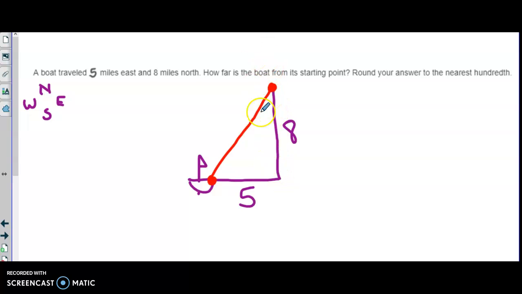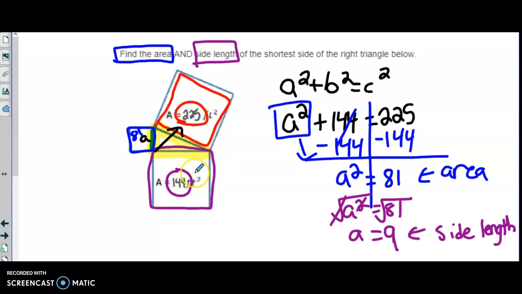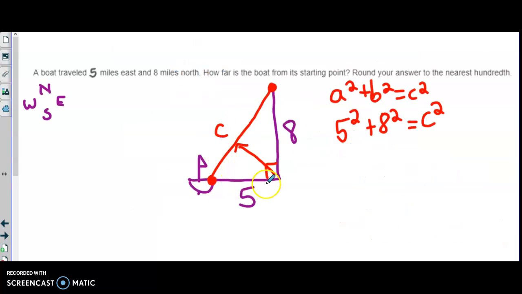Okay, notice we formed a right triangle. So we can use the Pythagorean theorem. The side across from the right angle is always C. So if we plug these into our formula, A squared plus B squared equals C squared. A is 5, B is 8, and C we don't know. Now notice I went ahead and squared these numbers because they're not already squares. I hope this is making sense. If it gives you the square, then you don't need to square it. It's already squared. But if it just gives you the side length, then you do need to square it.